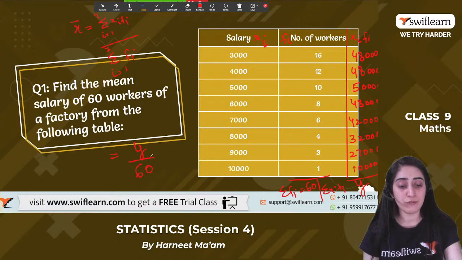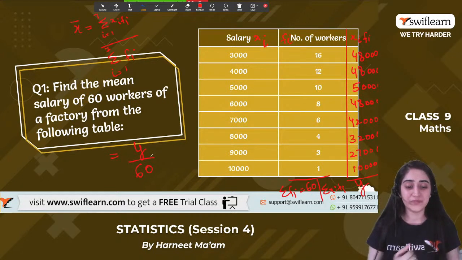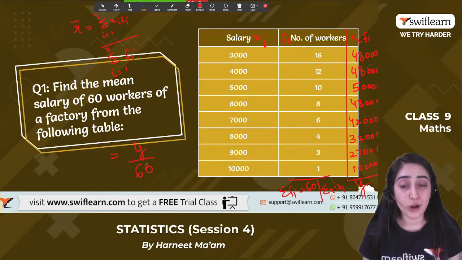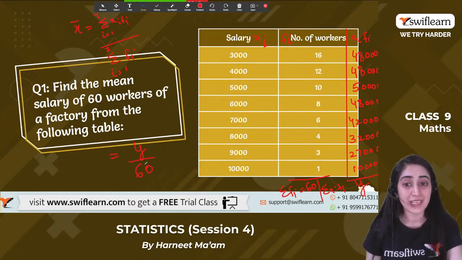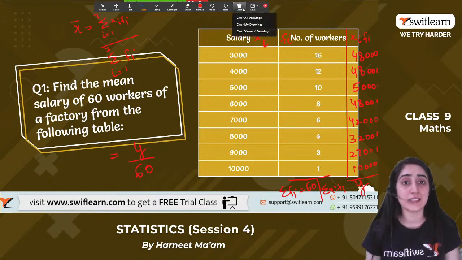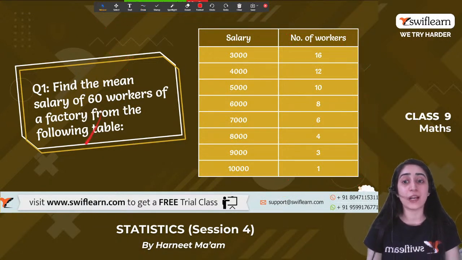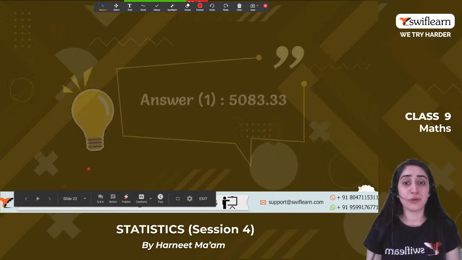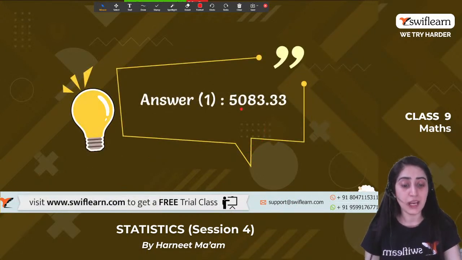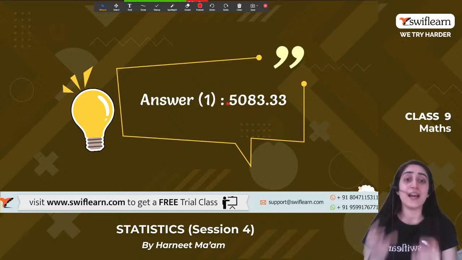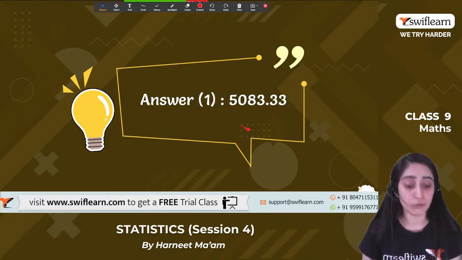So have you calculated this so far? Were you able to do this question? When you solve this, you'll get the answer. Let's see what the answer is, so later on you can check whether your answer is right or not. That should be 5,083.33. I hope this is right. When you solve it and divide it by 60, the answer should be this.